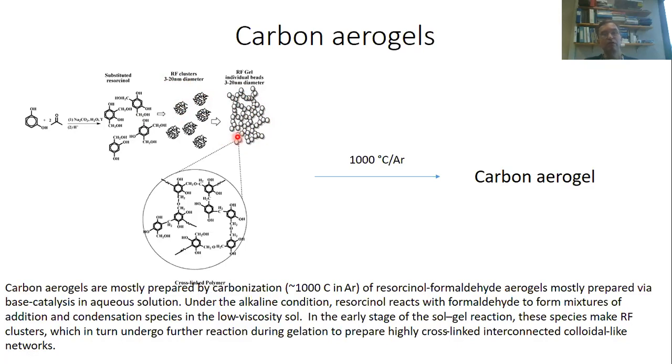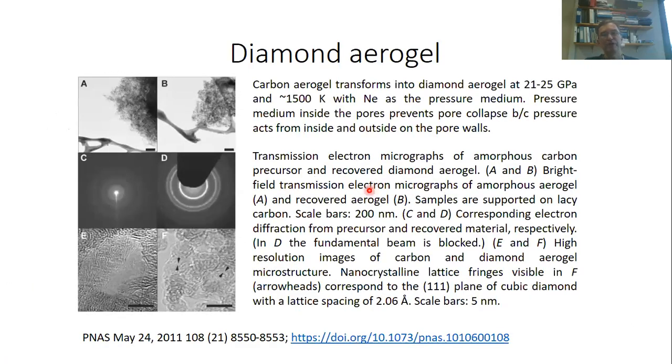So in the last step, you can then just carbonize at 1000 degrees Celsius in argon, and then your highly porous polymer turns into a carbon aerogel. So interestingly, you cannot only make graphite-like carbon aerogels, it is even possible to make diamond type aerogels. So when you take a regular carbon aerogel and take it to a pressure of 21 to 25 gigapascal and 1500 Kelvin with neon as a pressure medium, then you can transform at this high temperature the sp2 carbon into sp3 carbon without the collapse of the pores. Okay, and that is possible because of the pressure medium neon.